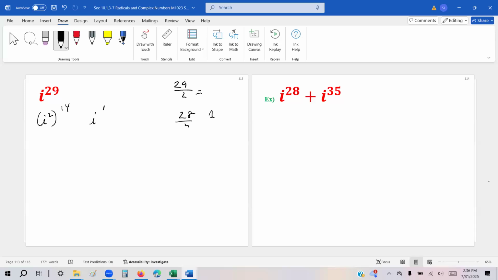Now what is i squared? Negative 1. That means we have negative 1, 14 times, with an extra i. So if you multiply negative 1 that many times, is it even or odd? Even. So multiplying negative 1 an even number of times, the answer is positive 1. So you have positive i.